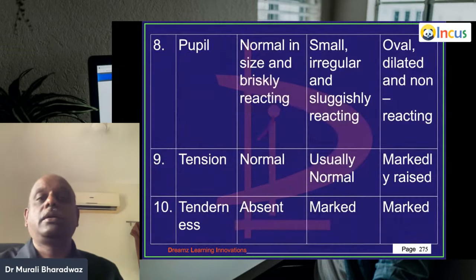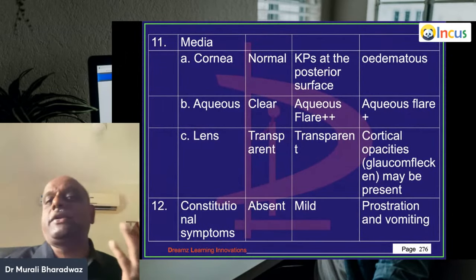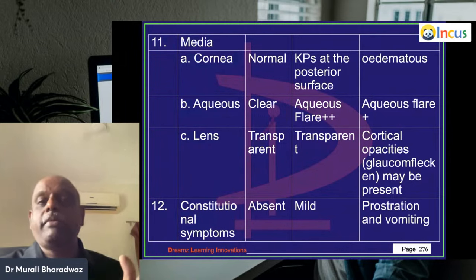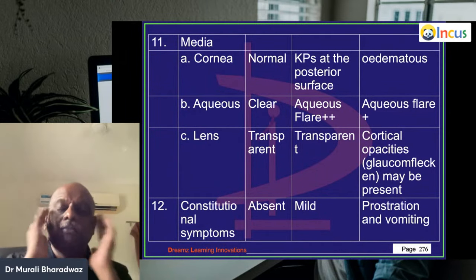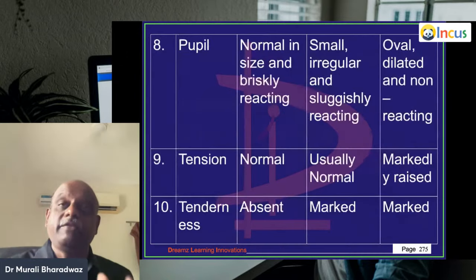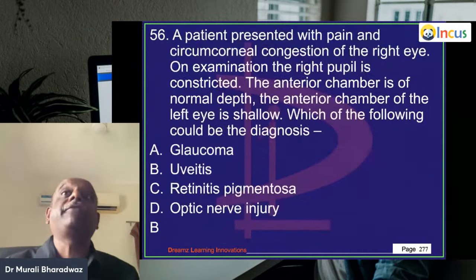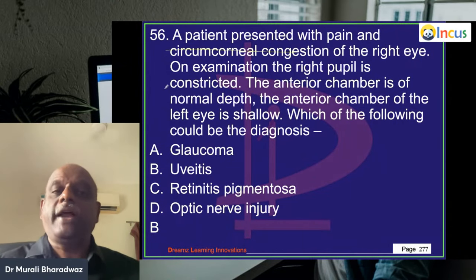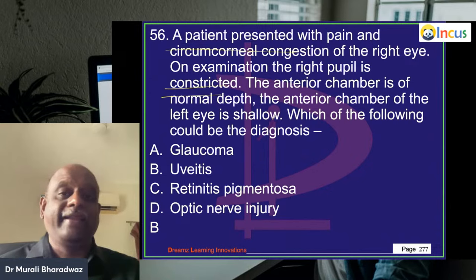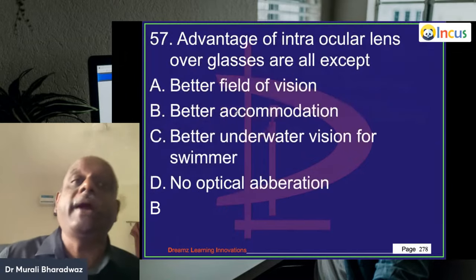So I leave the literature for you. This is a very standard question. You need to remember this list, make it a point. I am going to do the revision of differences between these three: conjunctivitis, uveitis, glaucoma. Definitely one question is going to come. Circumcorneal congestion, right pupil is constricted. Anterior chamber is normal depth. Anterior chamber of the left eye is shallow. What is the cause? Uveitis.